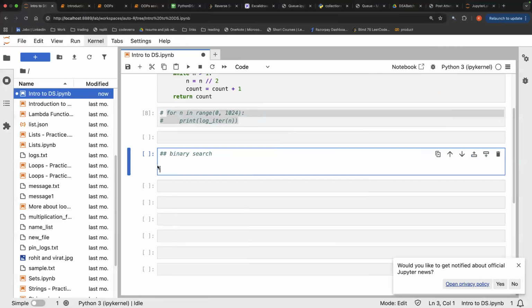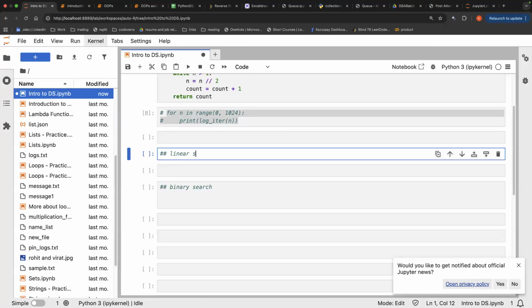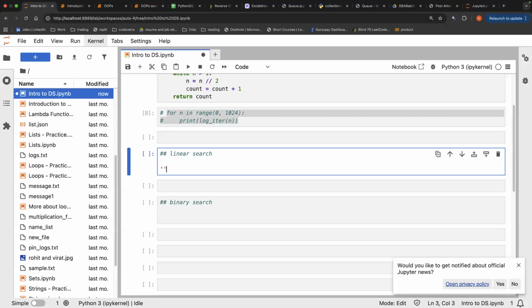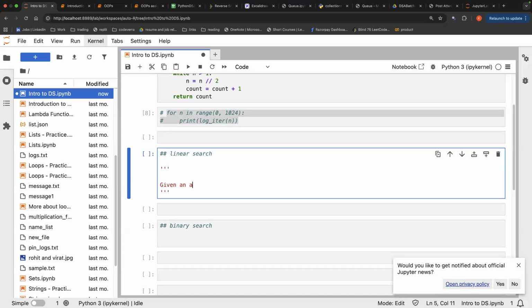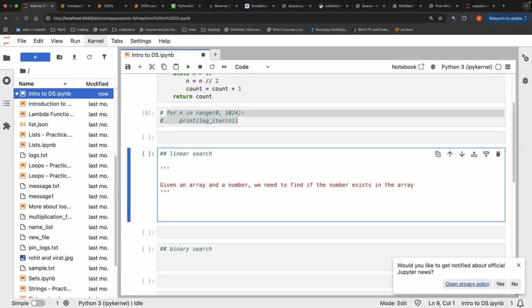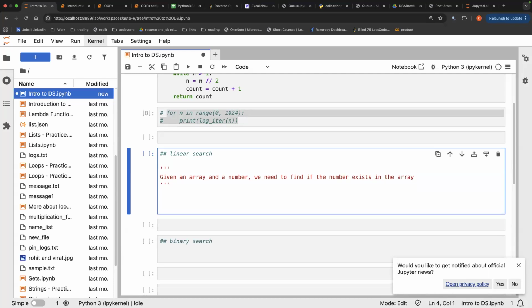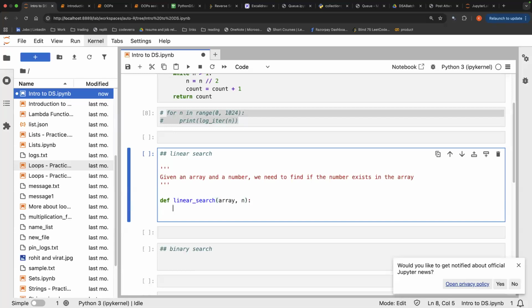First of all, we can write linear search. What will we do in linear search? Given an array and a number, we need to find if the number exists in the array. How can we find out? How can we write this logic? Very simple. We'll compare every element to every element. Can someone write this and give me in chat? Array and n. How will we do this?